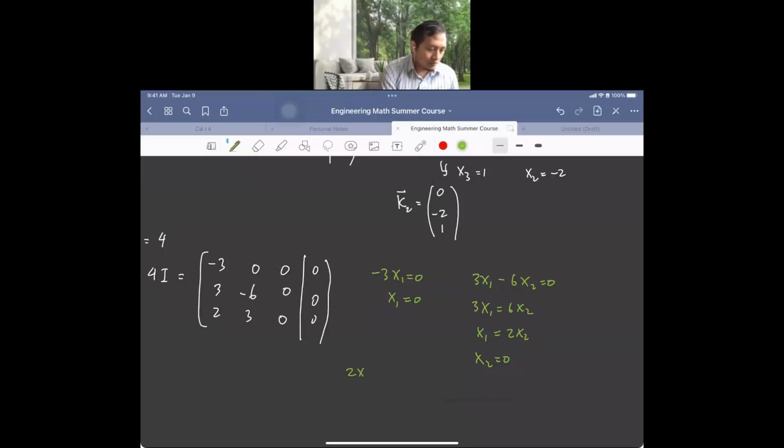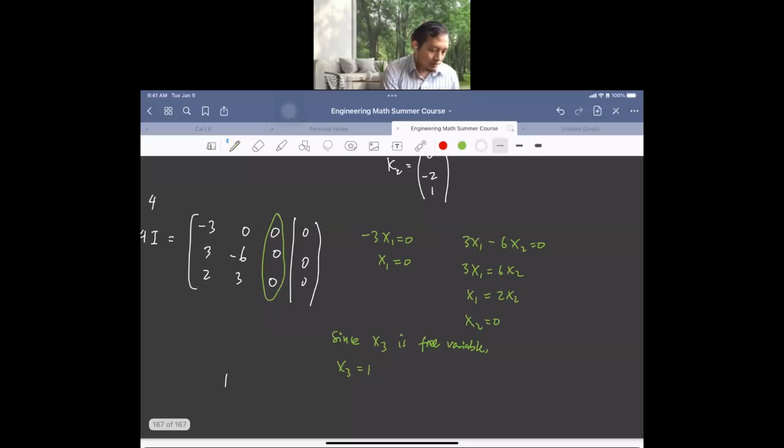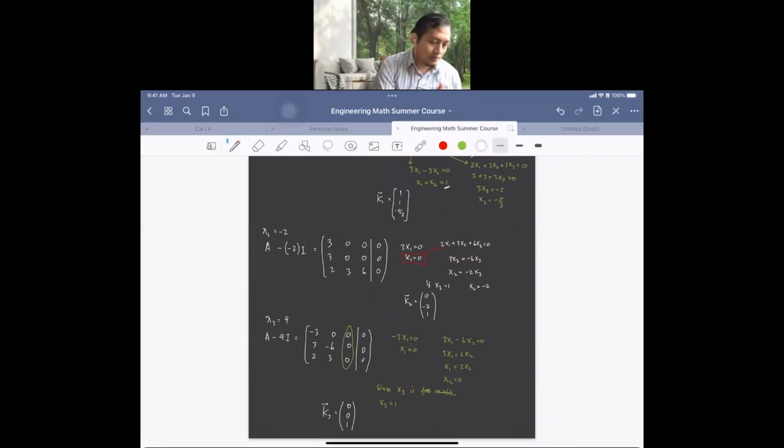And then for 2x1 plus 3x2, it's the same thing, right? Since x3 has all zero coefficients, we can say that x3 is a free variable. So we can let x3 equal 1. So our third eigenvector is 0, 0, and 1. And then we got all the eigenvectors: eigenvectors 1, 2, and 3.